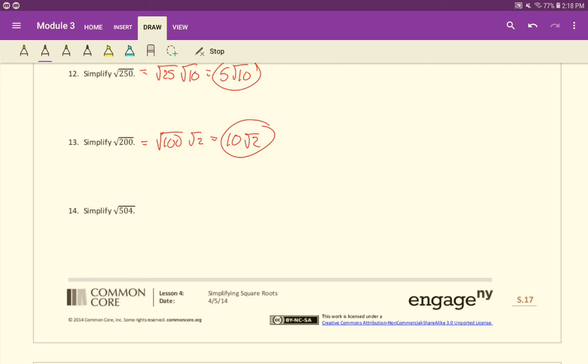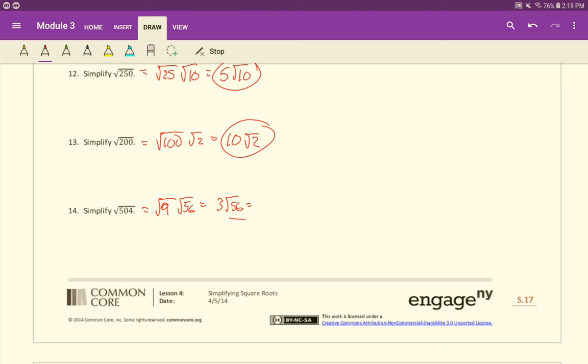And finally, 504. Well, that one here, I'm having a little bit of trouble seeing what I can divide by, except if I add the digits, I can see it's divisible by 9. So we'll say square root of 9 times the square root of 56, which is then 3 root 56.